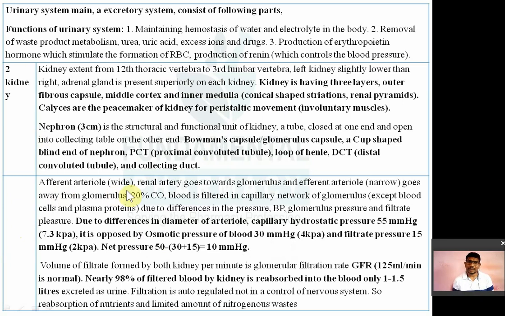The afferent arteriole has a wide diameter. It is an artery which goes towards the glomerulus, and the efferent arteriole, which has a narrow diameter, goes away from the glomerulus. 20% of cardiac output is sent to the kidney. The blood is filtered in the capillary network of the glomerulus. Everything is filtered except blood cells and plasma proteins.